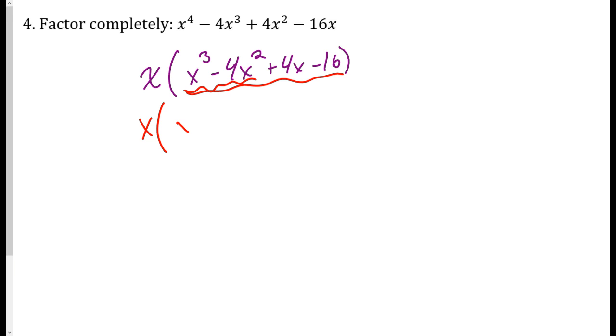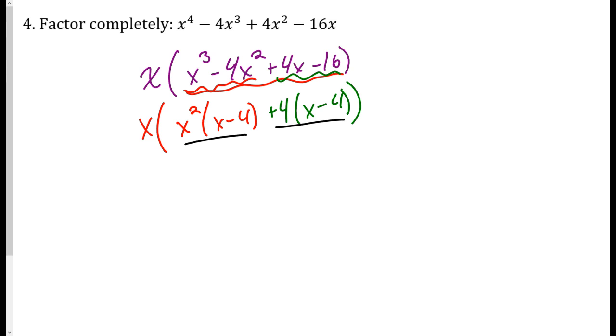I can factor out an x squared, and I'm left with x minus 4. And the second two terms, hopefully I end up with an x minus 4 term. 4x minus 16, the GCF is a 4. I'm left with x minus 4, which is good because both of these terms have an x minus 4, so that's a factor. I can factor that out, and I'm left with x squared plus 4.